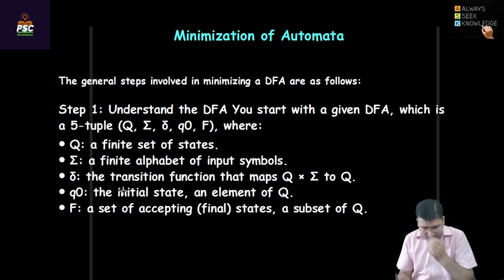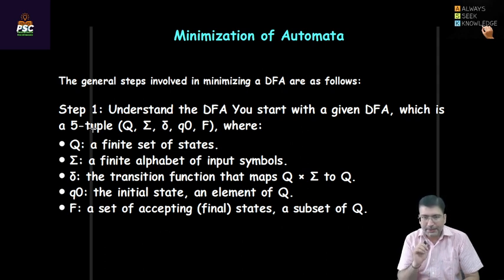So let's look at the state. Remember one thing, when we want to minimize an automata, that automata must be a DFA. We should not try to start minimizing the non-deterministic finite automata, right? So that is one thing you should remember. Now when you want to minimize an automata, you need to follow these steps.